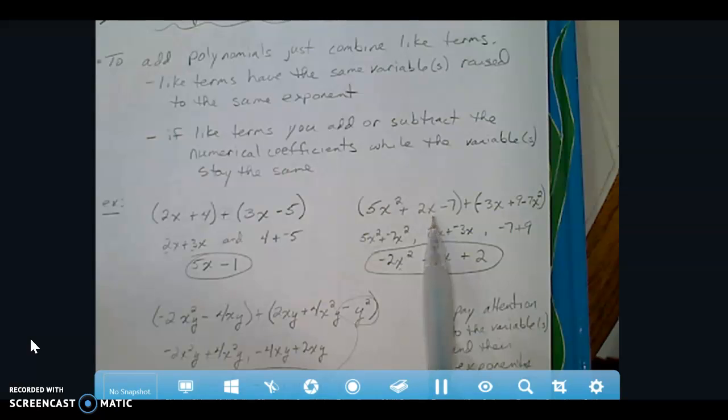And then this is an x to the first, and this is an x to the first. So I just rewrote it for you so you can see what I'm combining. And 2 plus a negative 3 is a negative 1, and they have an x. And then my constants. Okay.